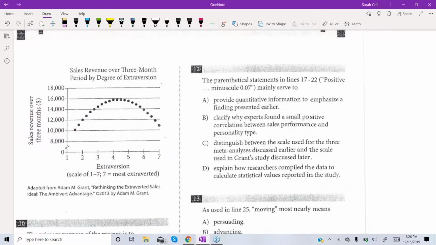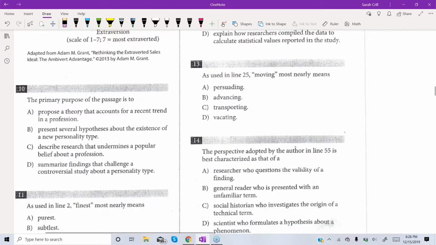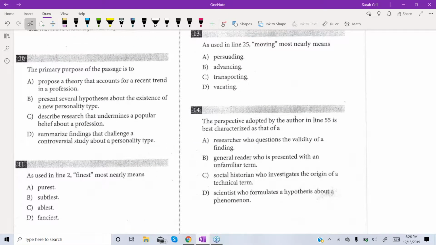All right, so number 10, The primary purpose of the passage is to A, propose a theory that accounts for a recent trend in a profession. We didn't really talk about a recent trend, right? It's something that has apparently been going on forever, but people have assumed that it was a particular way that extroverts were better as salespeople. So I wouldn't say it was a recent trend. B, present several hypotheses about the existence of a new personality type.